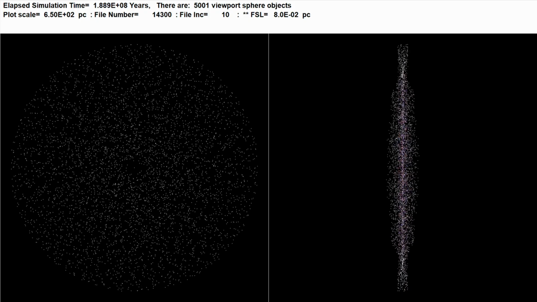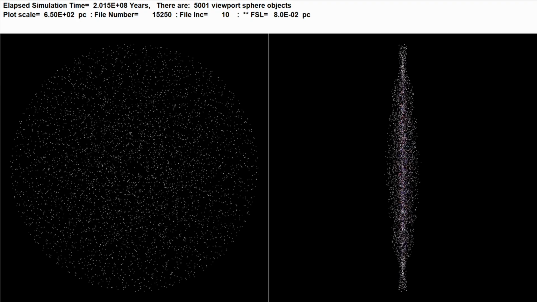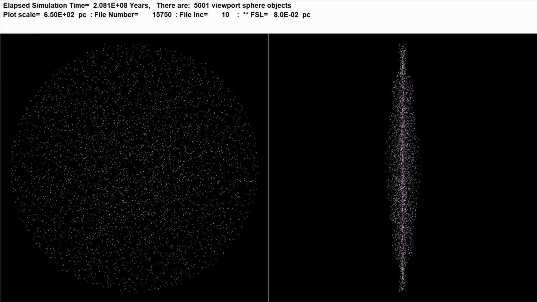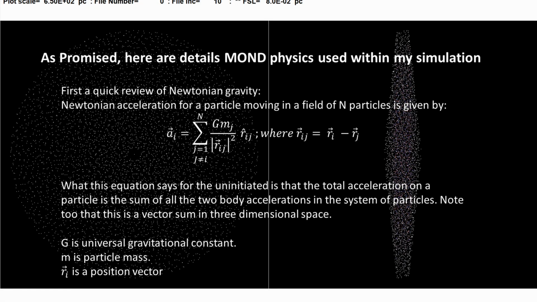At this time, I'd like to talk a little bit about the MOND physics used within my simulation. First, we need to do a quick review of Newtonian gravity and the acceleration of a particle moving in a field of many particles. Here the equation you see is merely the sum of all the two-body accelerations between all the particles. Note that this is a vector sum in three-dimensional space.